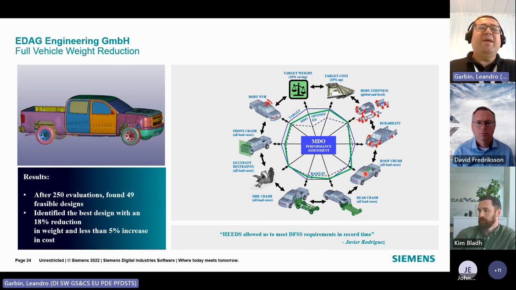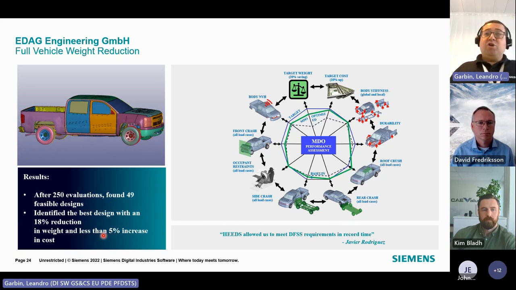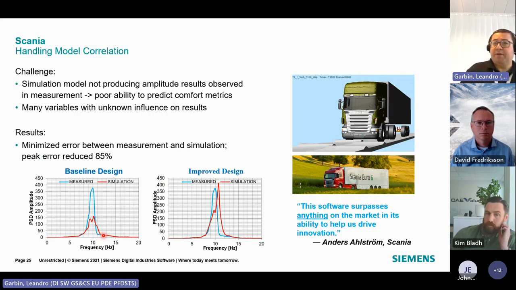And with HEEDS, we can manage all the compromise. On that example over here, after 250 evaluations, we found 49 feasible designs. We can identify the better design with 18% of reduction, okay, and less than 5% increase in the cost. This is another real example, not only using CFD, but even structural behavior. But HEEDS has a connection with vehicle dynamics too.